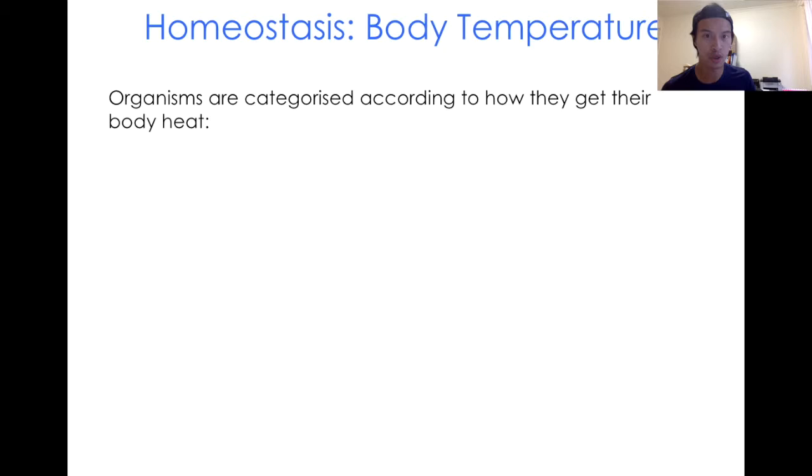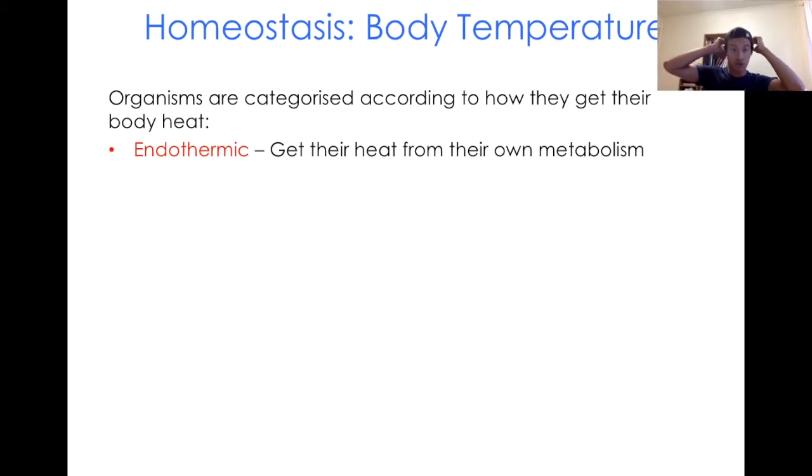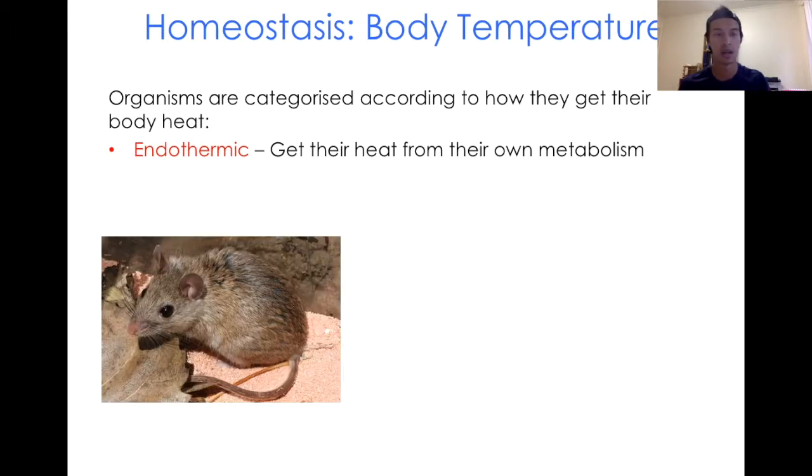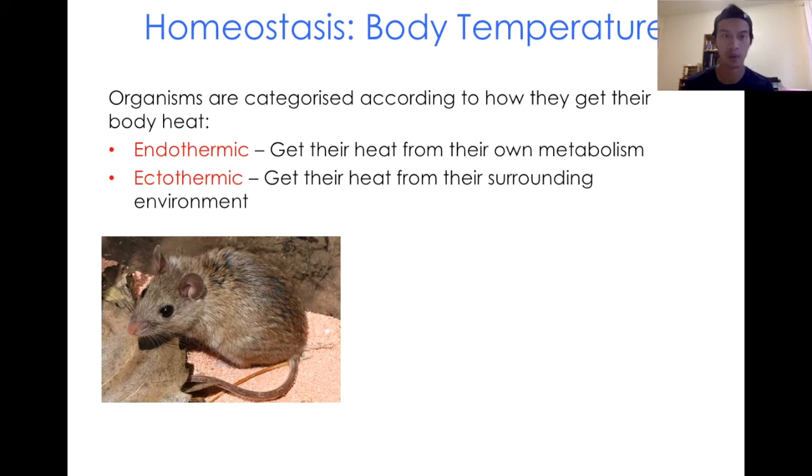Okay, body temperature. Now organisms are categorized according to how they get their body heat. We have two different categories. We call them endotherms. Endotherms, endo meaning inside, thermic or thermos meaning heat, get their heat from their own metabolism, and these are your warm-blooded animals, although warm-blooded is technically not the correct term, because what we mean by warm-blooded is animals that are able to regulate their own body heat. So mammals are a really good example.